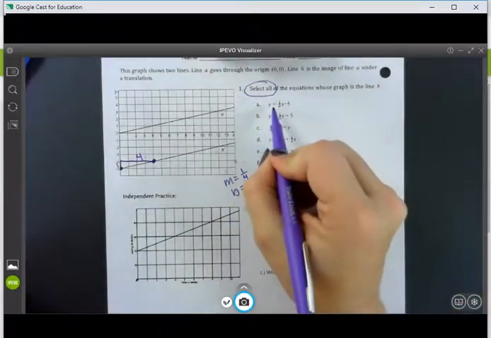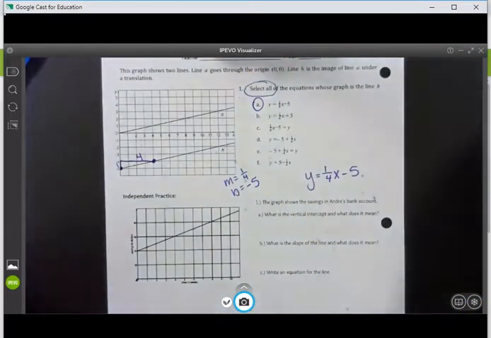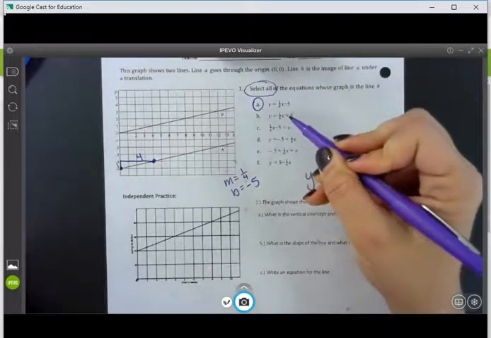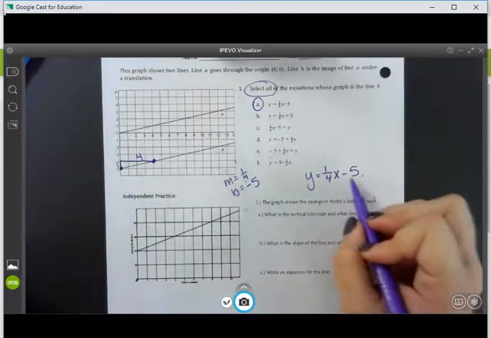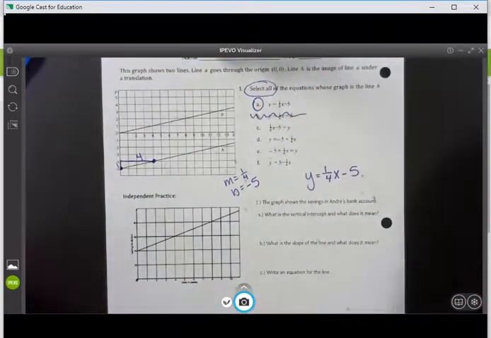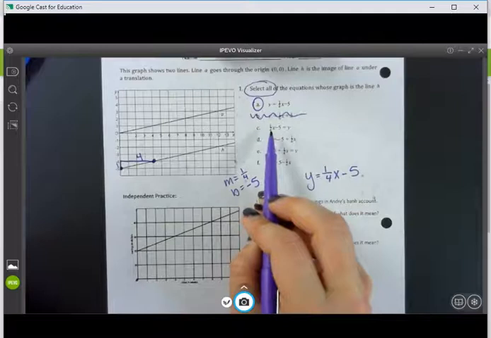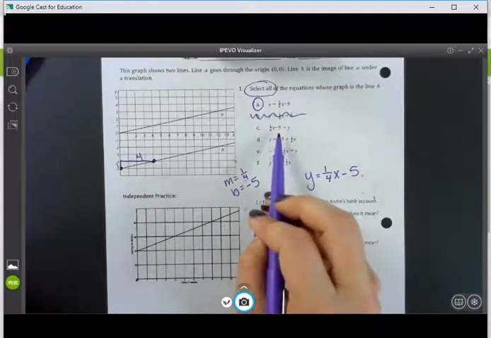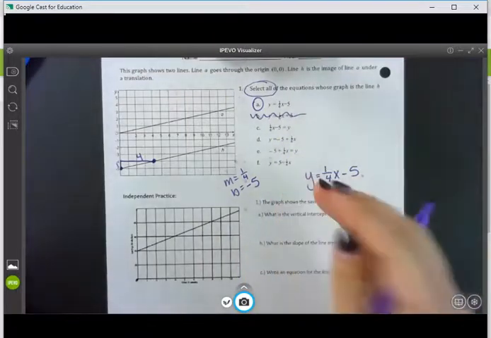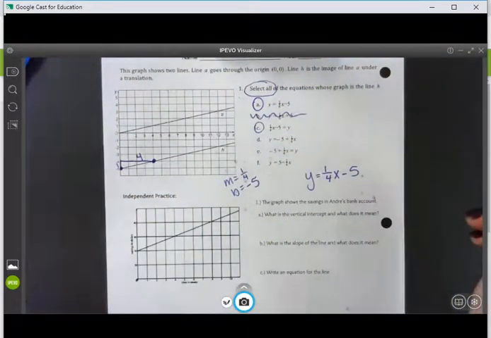So A is y equals 1/4 x minus 5. That's exactly what we wrote, so that's a correct answer. B is y equals 1/4 x, we're okay so far, but then they put plus 5, and ours is a -5, so that one's out. For C, they have 1/4 x, so our slope is okay, minus 5, so our b value is okay, and they put it equal to y, which is exactly what we have. It's just that they put the y on the other side, which is perfectly fine to do.